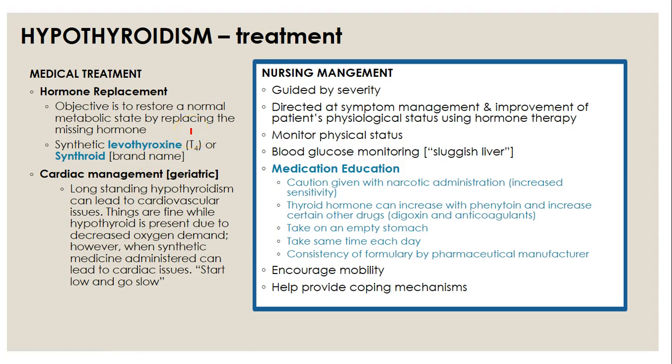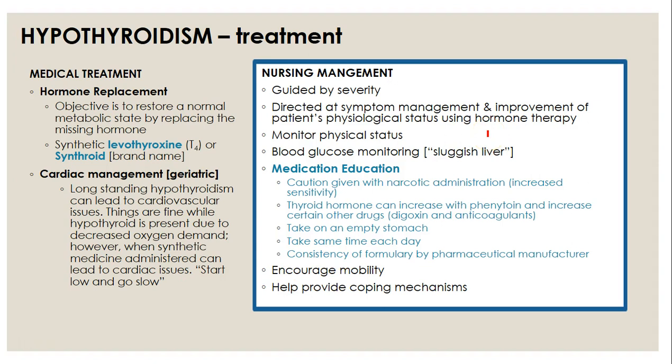Treatment for hypothyroidism is hormone replacement. So the objective here is to replace the missing hormone. The synthetic is levothyroxine, which is your generic, which is T4, or Synthroid, which is the brand name. If an elderly person is given this medication, unfortunately, long-standing hypothyroidism can lead to some cardiovascular issues. So if that is the case, you usually need to start low and go slow with those patients.